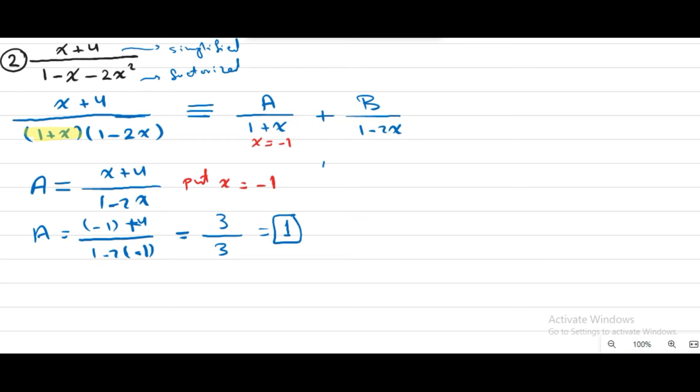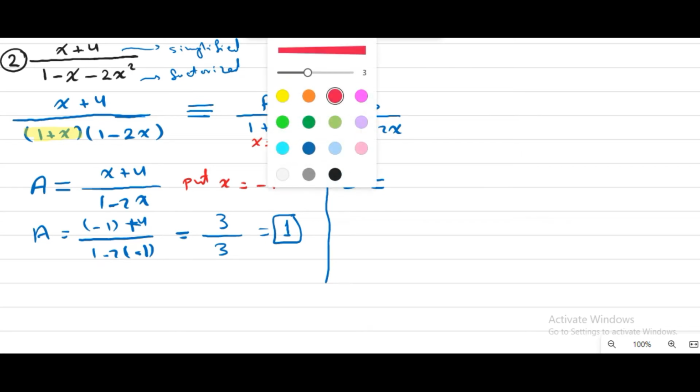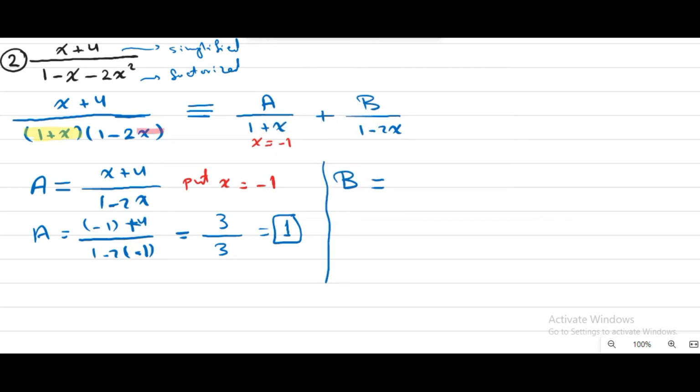The same with letter B. The denominator of letter B is linear, so we can say letter B equals, cover 1 minus x from this expression, 1 minus 2x. So the remainder will be (x + 4)/(1 + x). We covered 1 minus 2x, remainder 1 plus x.